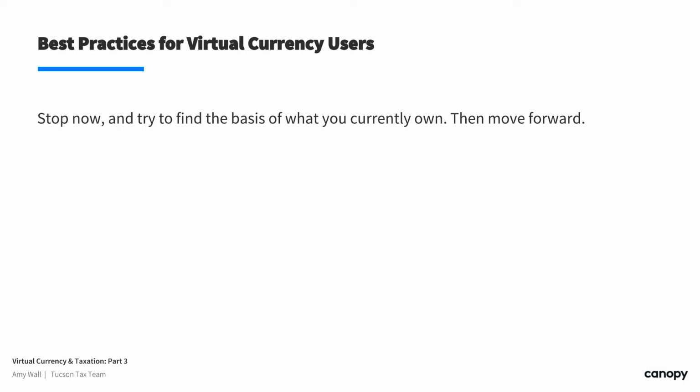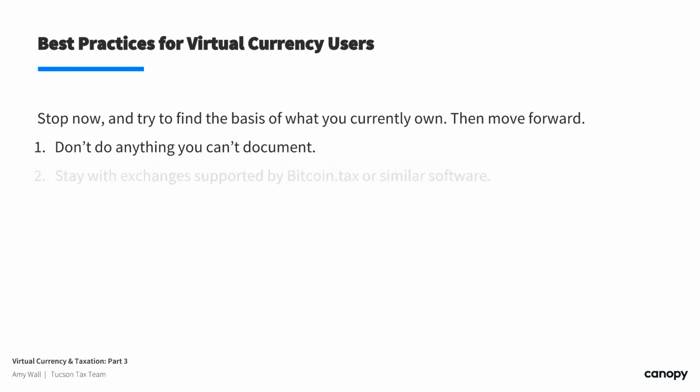Don't do anything you can't document. Stick with exchanges that are supported by Bitcoin.tax or one of those similar software companies that will let you directly upload your CSV files and spit out an 8949. Either that, or commit to keeping your own spreadsheets, one or the other.